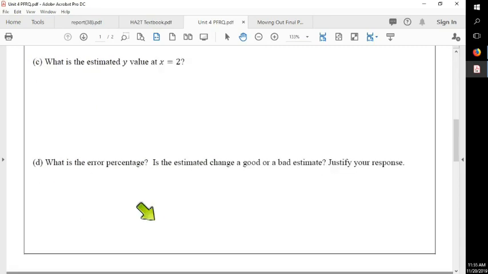Now let's talk about the error percentage. How would you find the error percentage? To find the error percentage, we're going to need to find the actual y value. So let's take that 2 and plug it into the original function. That would be 2 plus e raised to the sine with 2 inside of it. Make sure your calculator is in radians. That 2 needs to be looked at as radians, not degrees. So hit the mode and make sure radians is highlighted.